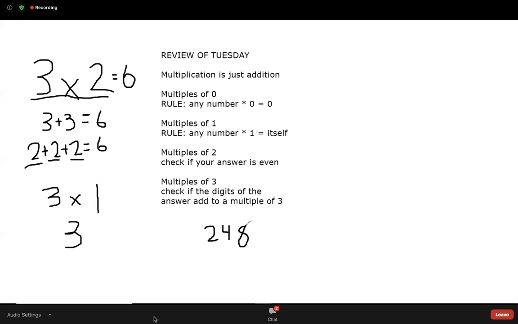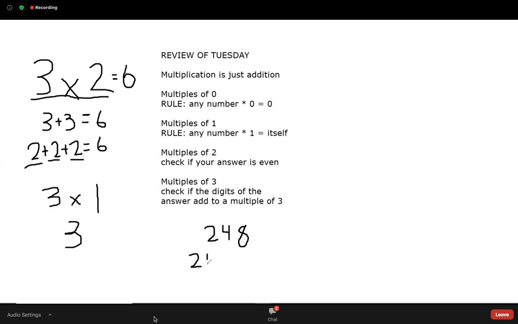Okay, so I want everybody else to try 248. So tell me, yes or no, is 248 a multiple of 3? Okay, this time I'm seeing a lot of people say no, and only a few people say yes. So let's go ahead and check it and see how we would test this.